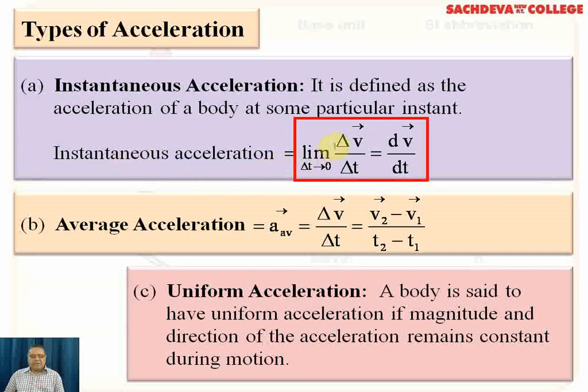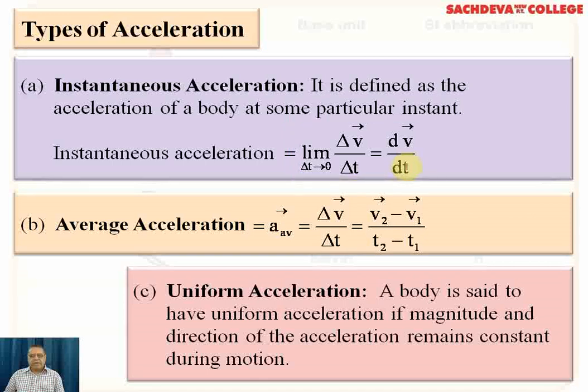Now this can be expressed in terms of derivatives or limits. Delta V indicates a small change in velocity, and delta T is a small time. So delta V over delta T is the small change in velocity per small time. We take the limit of this as delta T approaches 0, delta V over delta T, and that is equal to dV over dt.